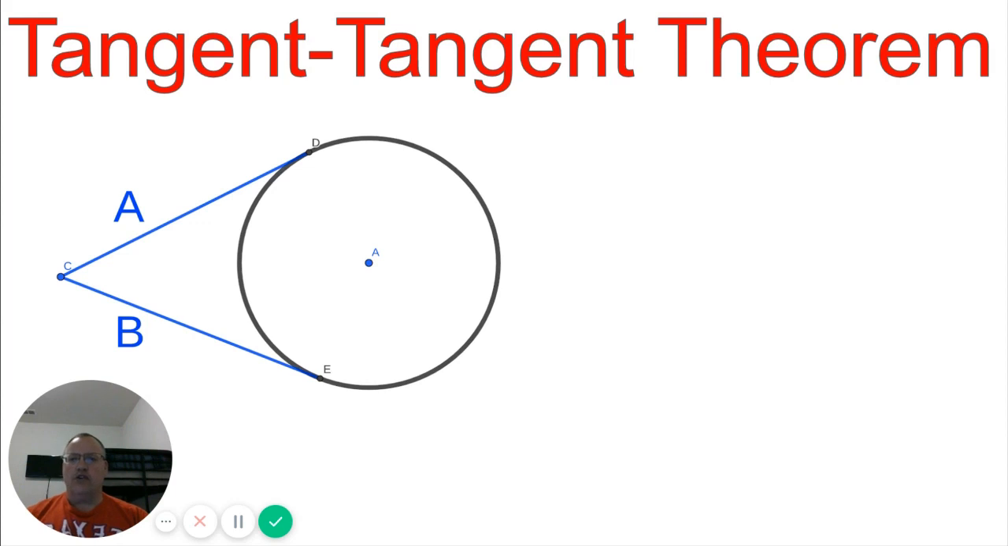In this picture, I have segments CD and CE that are tangent to the circle A, meaning each is touching the circle centered at A in one place. The relationship between those two tangent segments is that they're equal to each other.